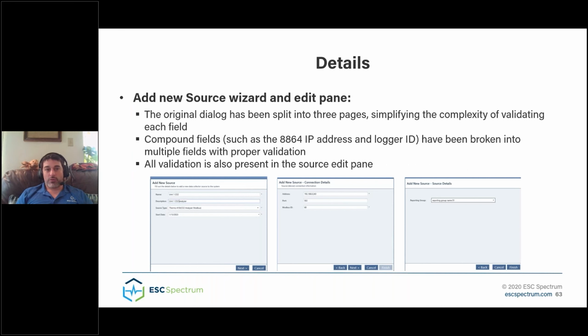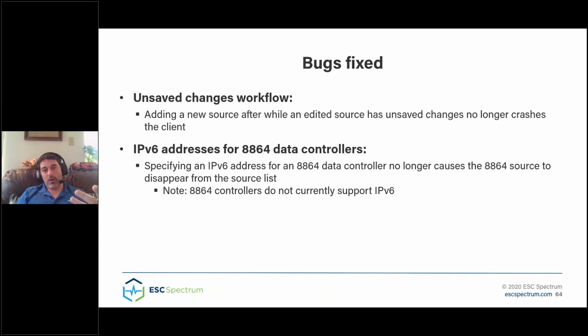So if you got to the source editor, you could hit add new source, and you would get walked through a wizard like this. It'll look a little bit different depending on the source type that you're doing, because the downstream options are dependent on the source type that you pick. And as part of this, there were some bugs that were fixed. There was some issue where some unsafe changes could cause a client crash. And since we were in here anyway, messing around, we wanted to allow the 8864 sources to also support IPv6 addresses. It's not something you see very often, but we were there, so we wanted to add it.